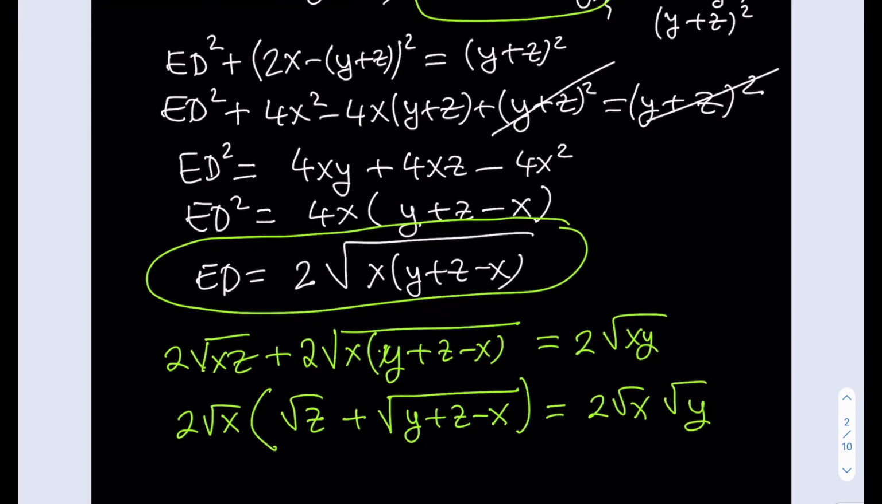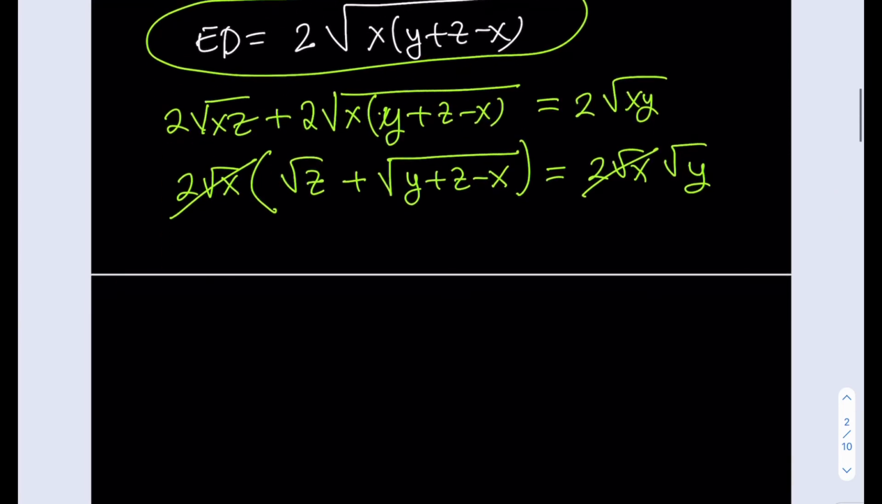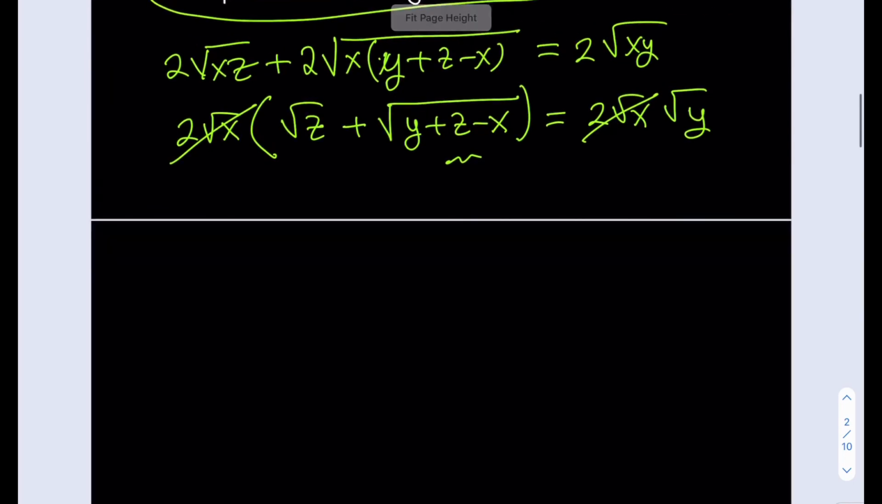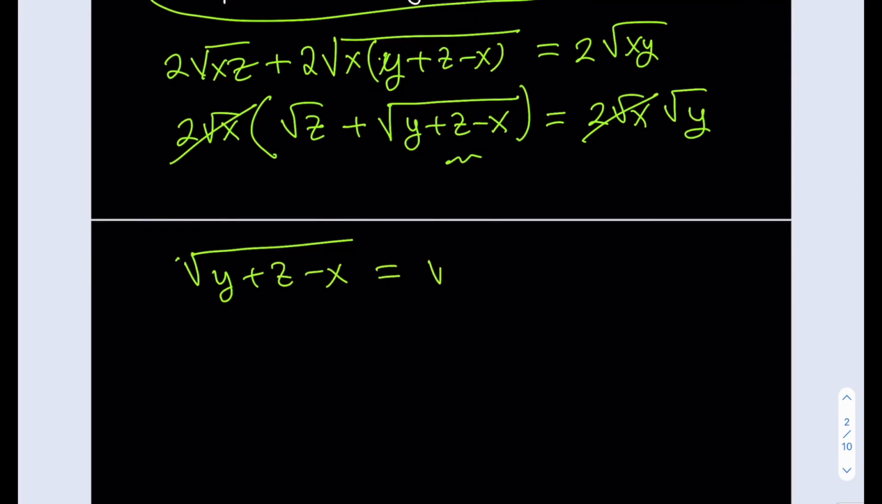We know that x does not equal 0, so we can cancel those out. Now I should leave that radical alone, so I can write it as the square root of (y plus z minus x) is equal to the square root of y minus the square root of z. Then the next step obviously will be squaring both sides, and we'll be getting something nice from here, hopefully.